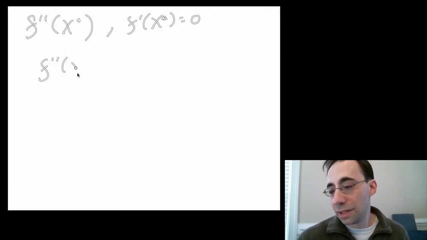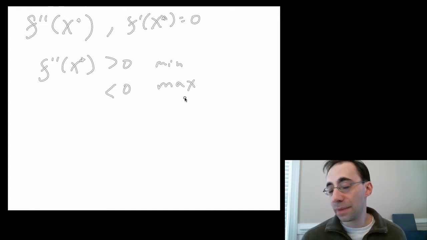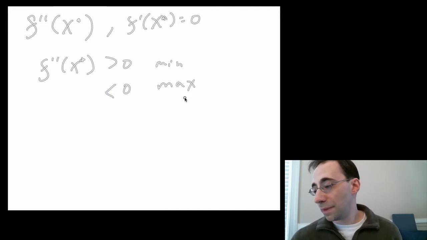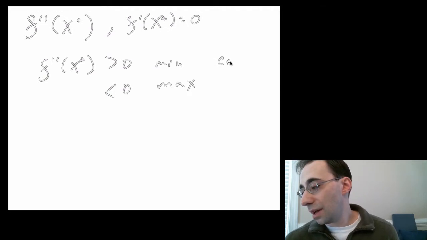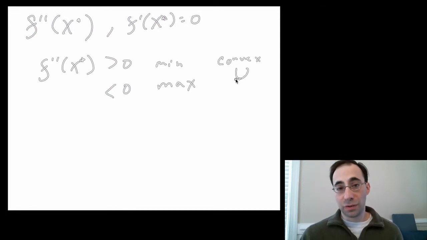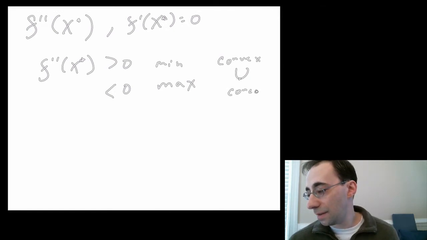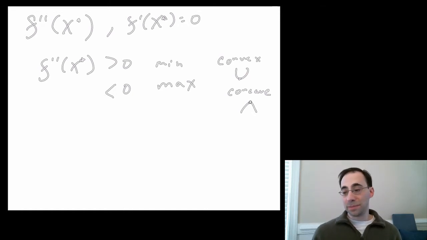If the sign is positive, you have a local minimum. If it's negative, you have a local maximum. The reason, again, is for a minimum, you have a locally convex function like this. As we saw, the stationary point would be the minimum. If it's less than 0, you have a concave function like this, and the stationary point would be a maximum.